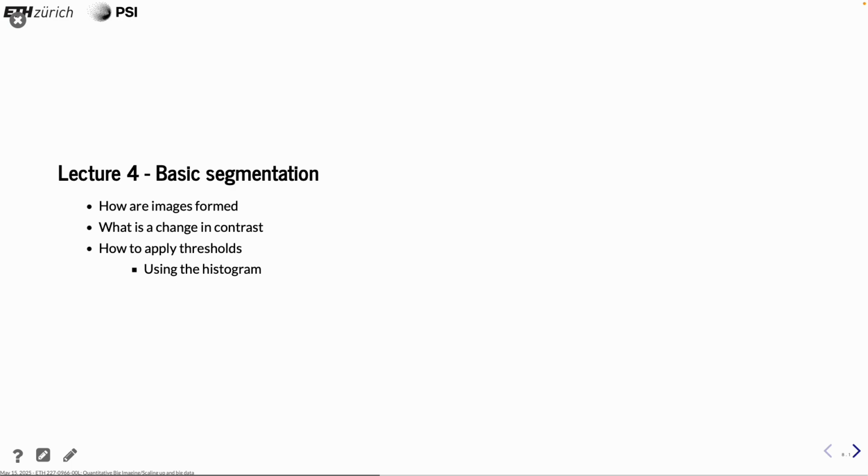Then lecture 4 was about basic segmentation, how images are formed. It was first to understand what the mechanism is, how images are created, and what it means that something changed in contrast, and then basically how to apply a threshold using the histogram.